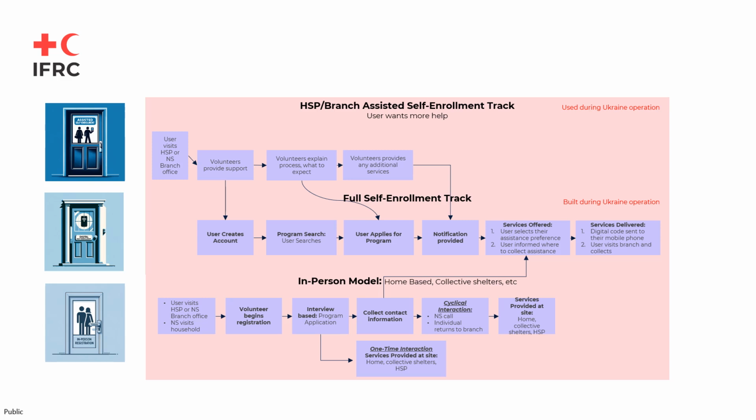The door that's just above that is the full self-enrollment, which is what we built during the Ukraine response operation. And that's what I'll be covering in the presentation, where people use their own devices to create accounts, learn about programs, and receive services. And then just at the very top is an assisted self-enrollment track, and its purpose is to support people who probably could access the self-enrollment, but just need a little help. So I'd say this is maybe someone like my parents who have a smartphone and access to the internet, but maybe not so confident in using it for more than just making or receiving telephone calls.